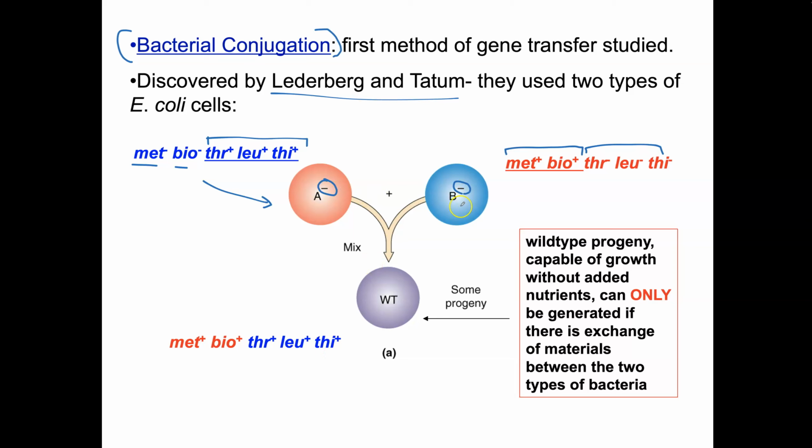There shouldn't be anything growing on these, but there were some progeny that grew. And the only way they could possibly have grown is if they had wild types for all 5 of these genes. So therefore, some of this DNA and some of this DNA had somehow combined in some way. There must have been some kind of exchange of materials between those two kinds of bacteria.